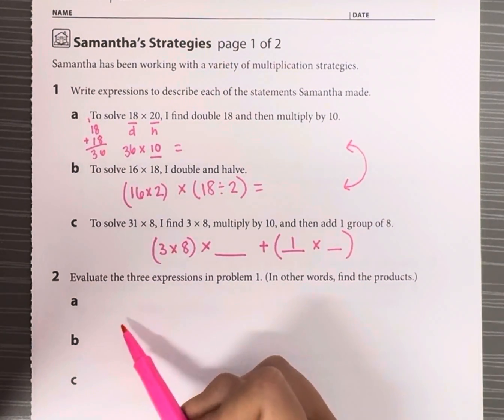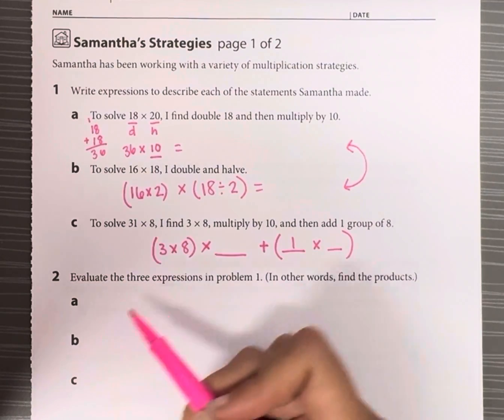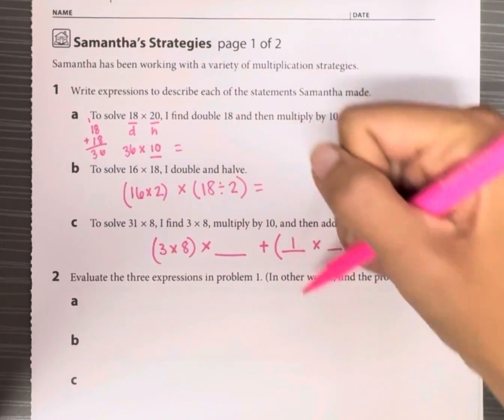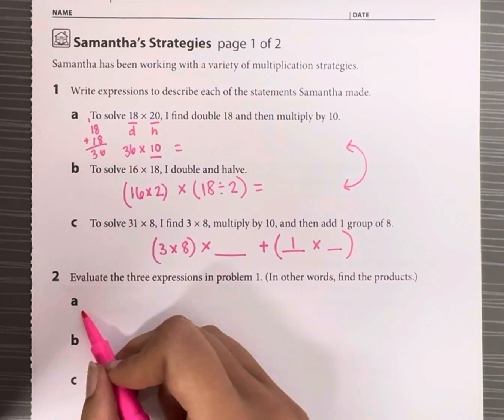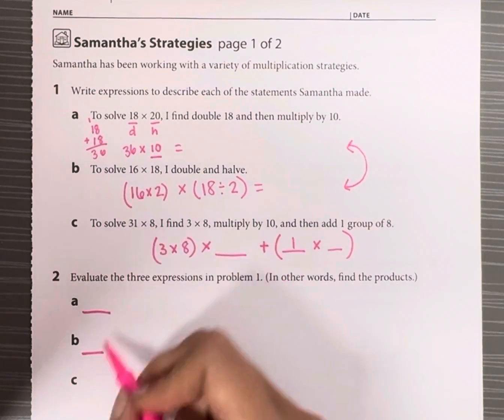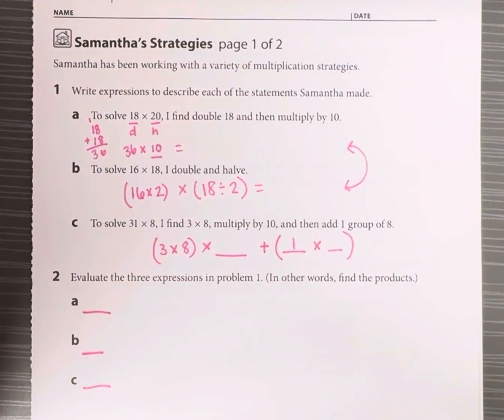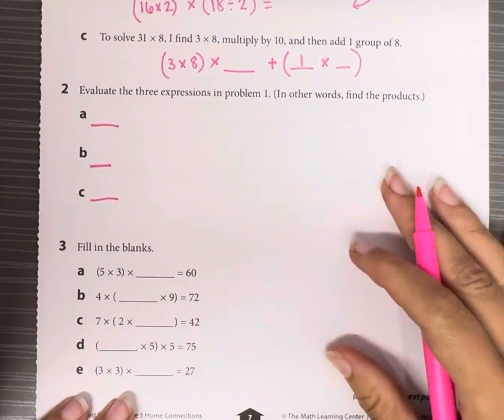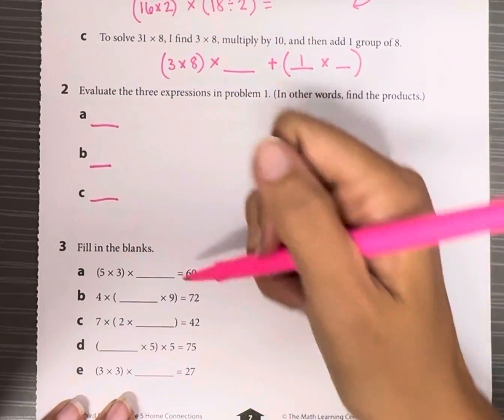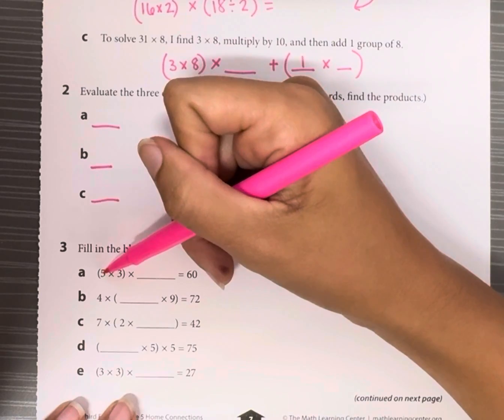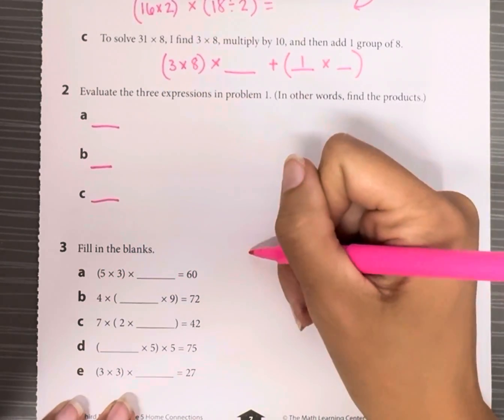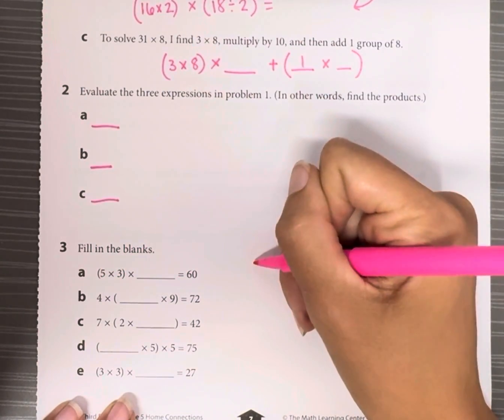Next, you're going to find the answers to all of these problems. So A, your answer goes here, B, and C. Finally, you're going to fill in the blanks. So you're going to solve the parts that you know. This is working with the associative and commutative property.